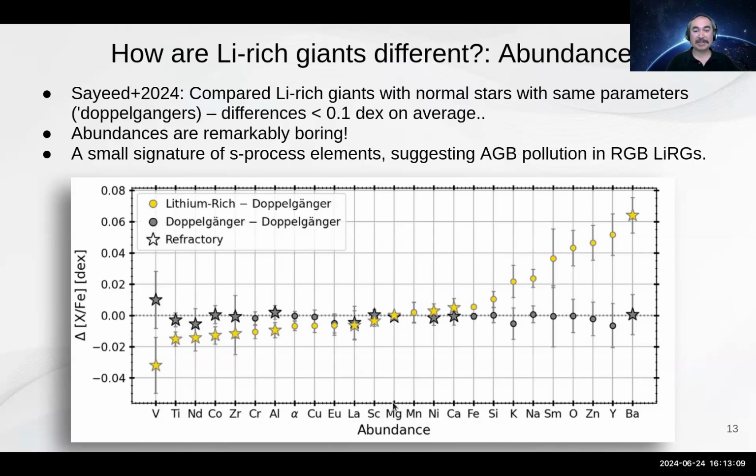And this is the abundance result here. So they have all the elements here, and this is delta X on Fe. And so you can see immediately that there's a bit of an offset down here. These are mostly s-process elements, and so they attribute these to a probable AGB pollution scenario. But I will point out the scale on the x-axis. This is all less than 0.1 dex. So these are very small effects. And most of the elements are not really doing much at all.